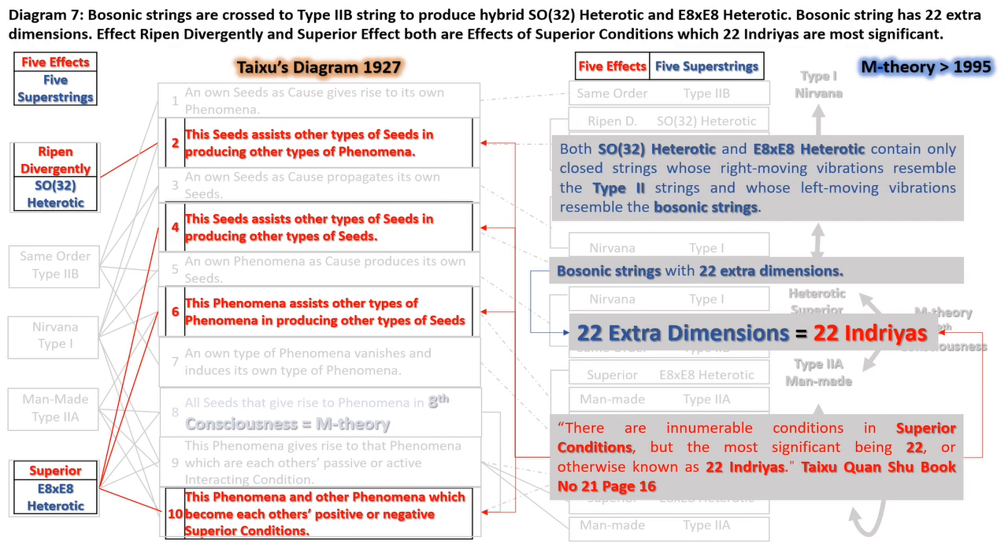To get an insight, let us look at Yogacara Buddhism. The two superstrings correspond to effect ripen divergently and superior effect. These two effects are mainly the effects of superior conditions, which are items 2, 4, 6, and 10 listed in diagram -1. According to Taisu, there are innumerable conditions in superior conditions, but the most significant being 22. These 22 are the 22 indriyas. We shall cover the 22 indriyas in more detail later.